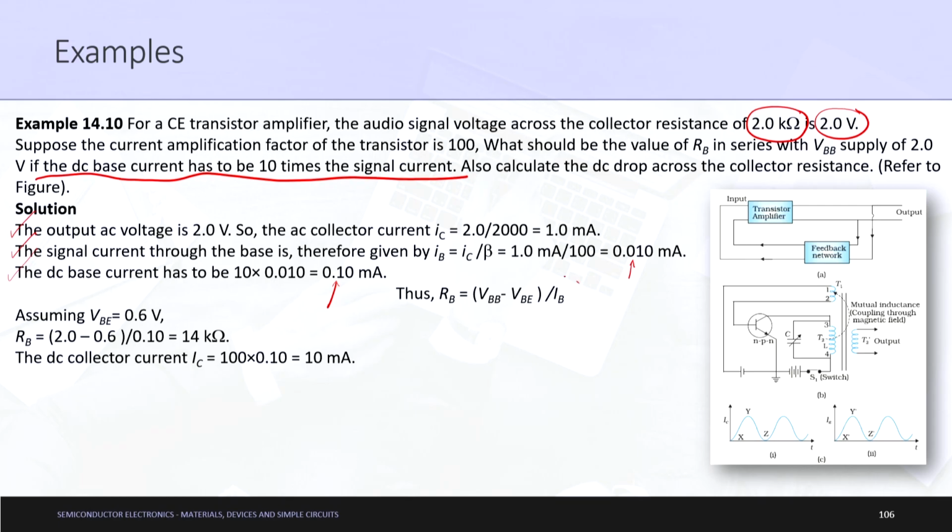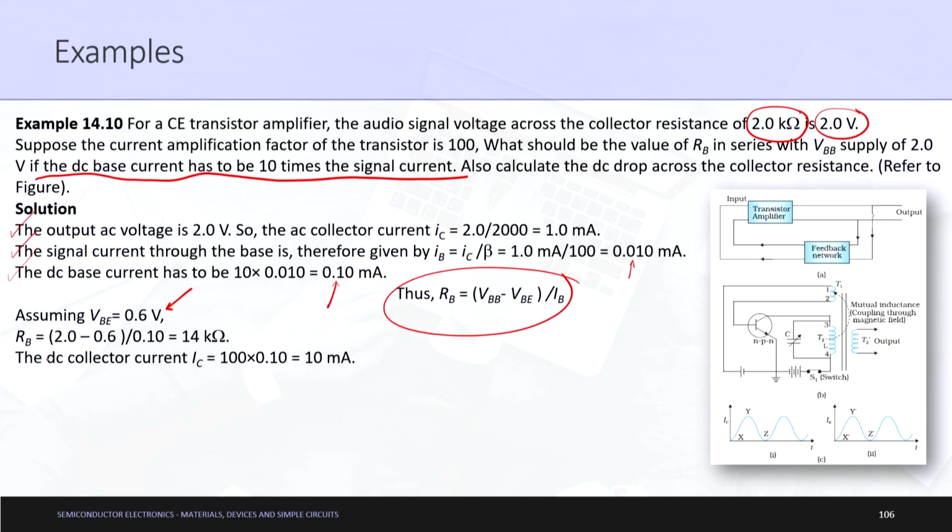Now, simple mathematical Kirchhoff's rule application, just rearranging the terms. Finally, we will get RB is nothing but equal to the change in the voltages, VBB minus VBE upon IB. VBE is given to you as 0.6. We can assume it also, because this is one of the factors which we generally use in amplifiers or in switches. If the question is asked in an exam, it will be given, but if it is not given, you can remember this value of VBE as 0.6 volts.